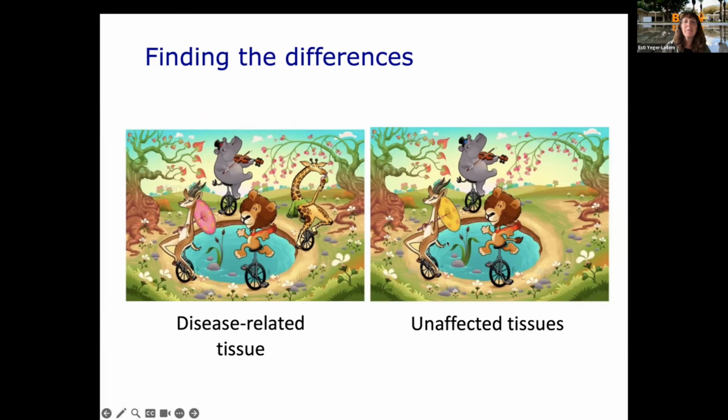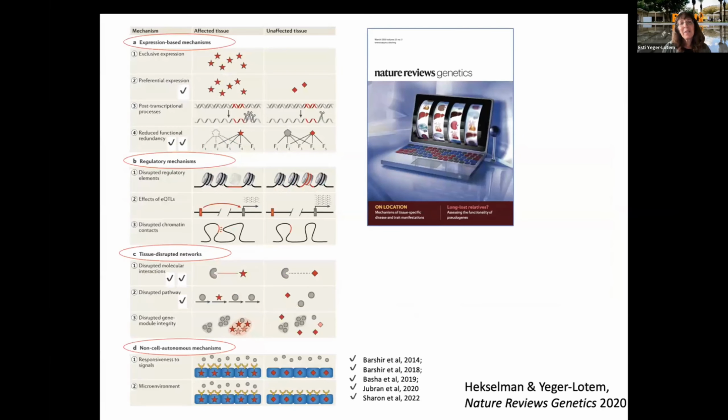If they are the same and these regions are not affected, it means that these details are not important for the disease. Now we can try to find the differences, the things that actually distinguish the affected tissue from the unaffected tissue. This leads us to a much smaller search space of differences that manifest only in the disease-related tissue and not in others, and this can perhaps lead us to a better understanding of disease mechanisms. If you're interested in knowing more about this, we have a review published in Nature Reviews Genetics five years ago.